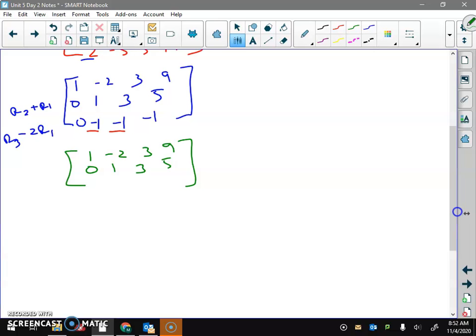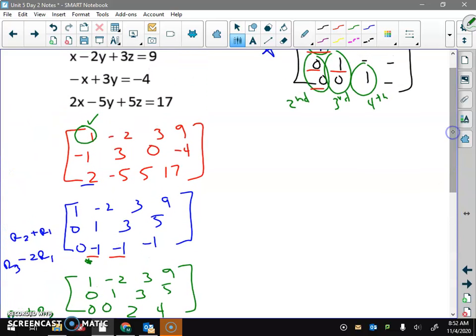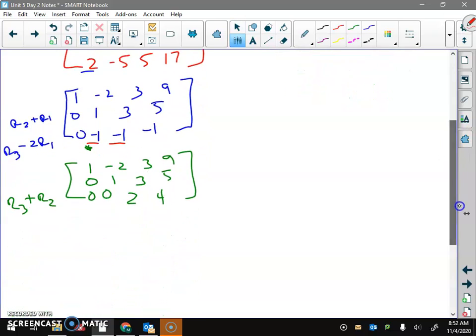And to get the 0 right here in row 3, I'm going to take row 3 and add it to row 2. 0 plus 0 is 0. Negative 1 plus 1 is 0. Negative 1 plus 3 is 2. Negative 1 plus 5 is 4. I'm almost home. I got this 0 here now. I got one more number to get, which is our last one. When you have 2 zeros is the only time you multiply, because otherwise you could be introducing fractions, which could get messy.